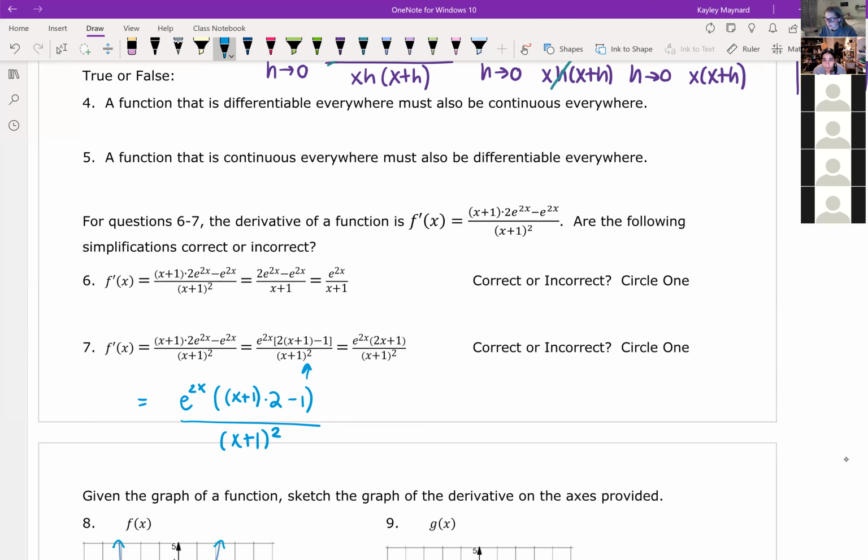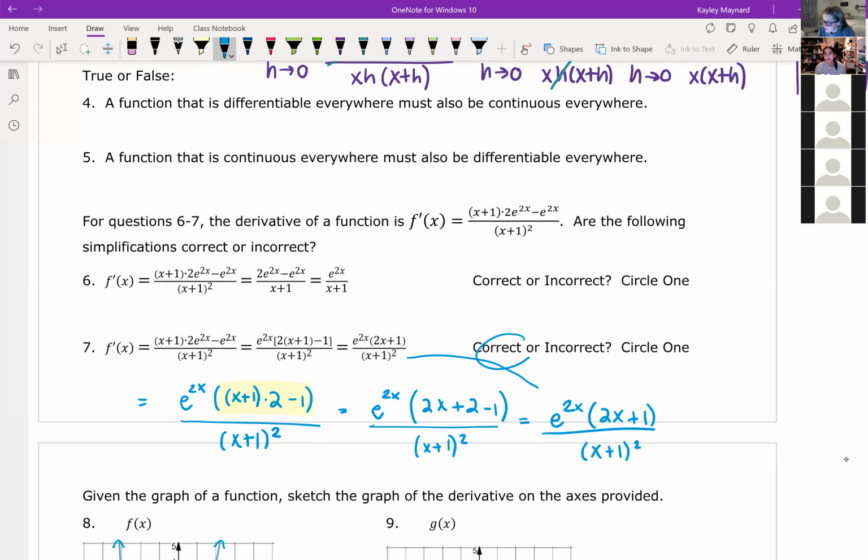For the next step, it looks like they just multiplied what was in these brackets. They distributed and combined things together. So let's just do that for ourselves. If I'm focusing on what's in these parentheses here, this is equal to e to the 2x. I'm going to go ahead and distribute this 2 in. So this becomes 2x plus 2 minus 1, all over (x plus 1) squared. Okay, so now this is e to the 2x times (2x plus 1) over (x plus 1) squared. Is this the same thing as what they got? Yes, these are the same, so this would be correct.